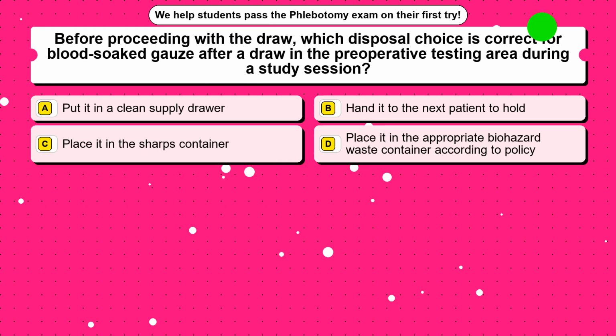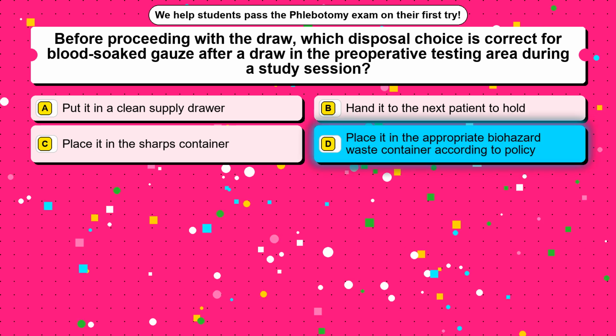Question 97. Before proceeding with the draw, which disposal choice is correct for blood-soaked gauze after a draw in the preoperative testing area during a study session? Option A. Put it in a clean supply drawer. Option B. Hand it to the next patient to hold. Option C. Place it in the sharps container. Option D. Place it in the appropriate biohazard waste container according to policy.